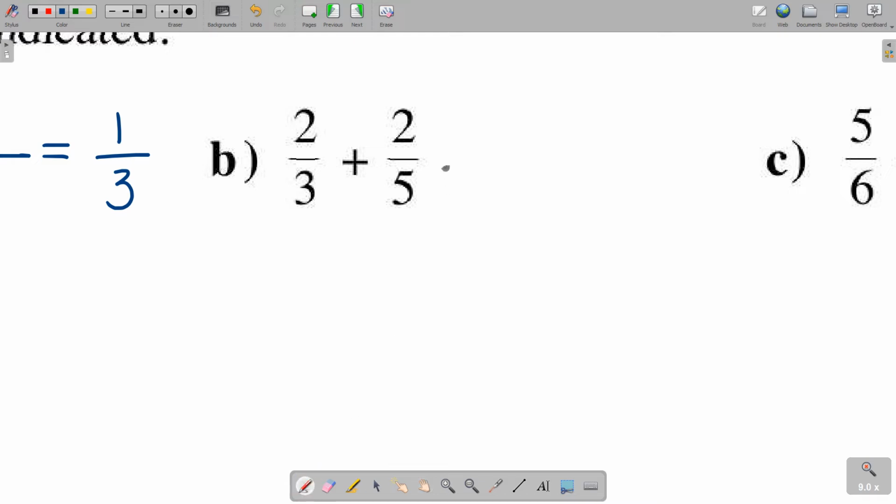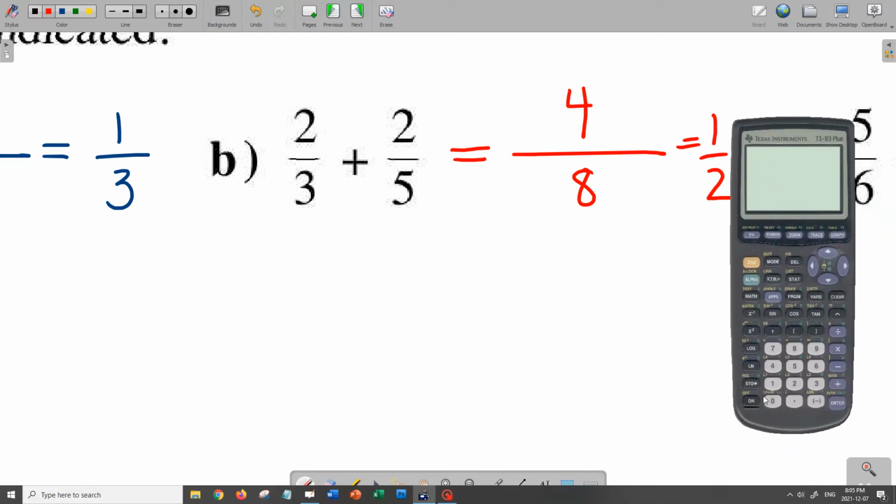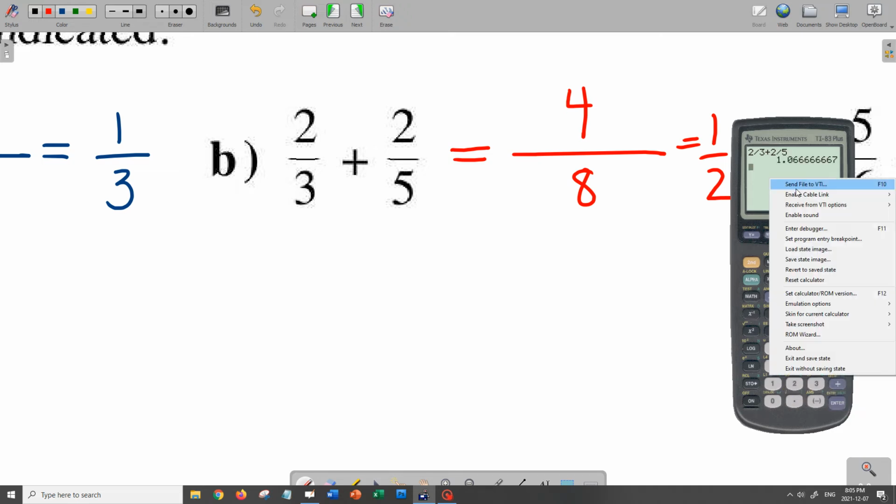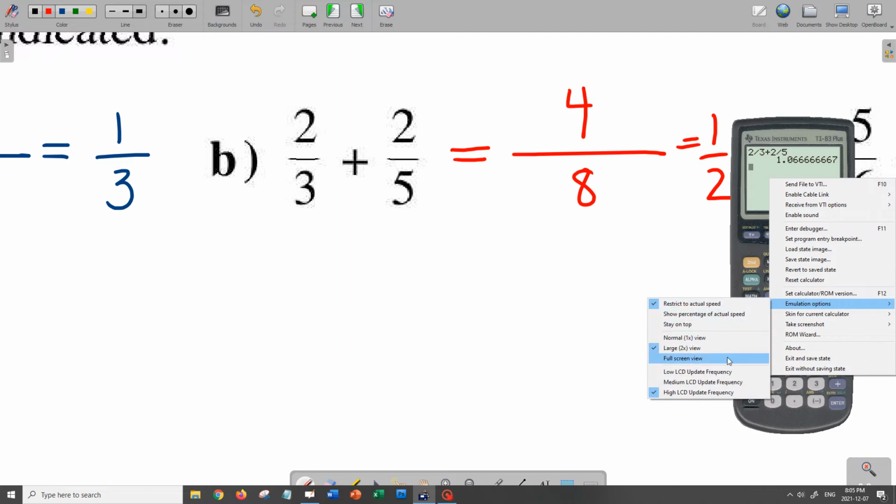Oh no. Some people may think we can just do this: 8 and 4. Therefore, 1/2. But if we were to check our calculator, because we knew what 1/2 was, our calculator would reveal something otherwise. Just as a point of order, 2 over 3 plus 2 over 5 isn't exactly 4 out of 8 or 0.5. In fact, it's 1.06 repeating.